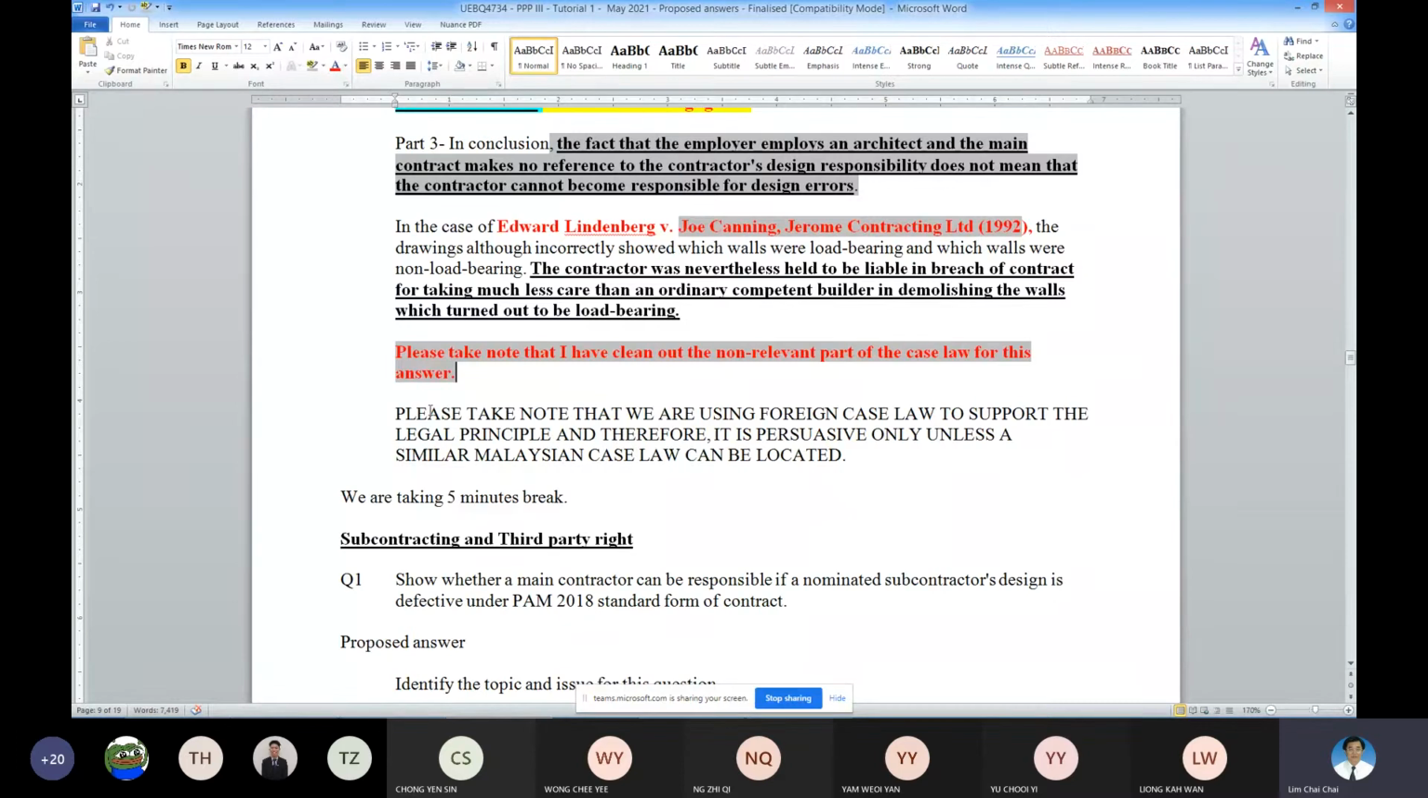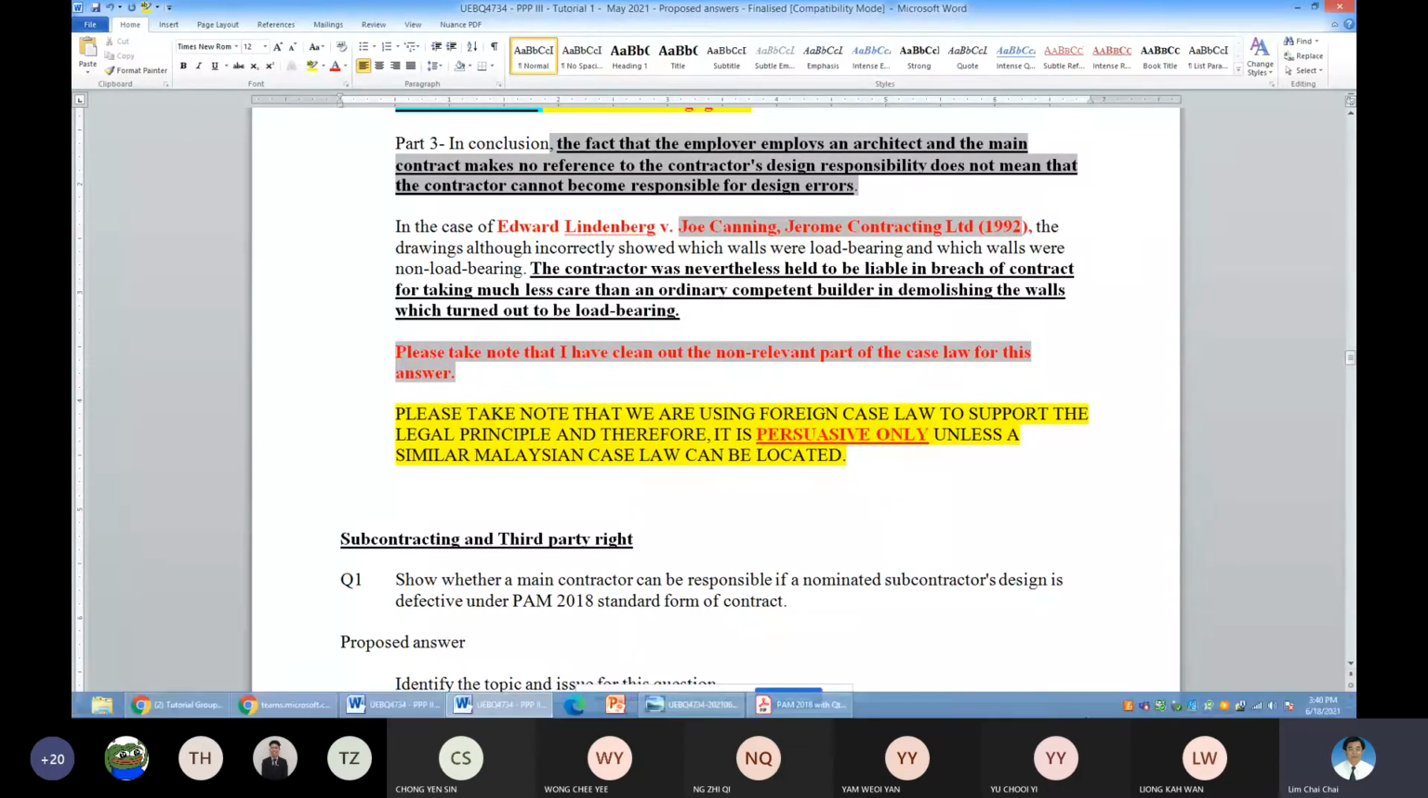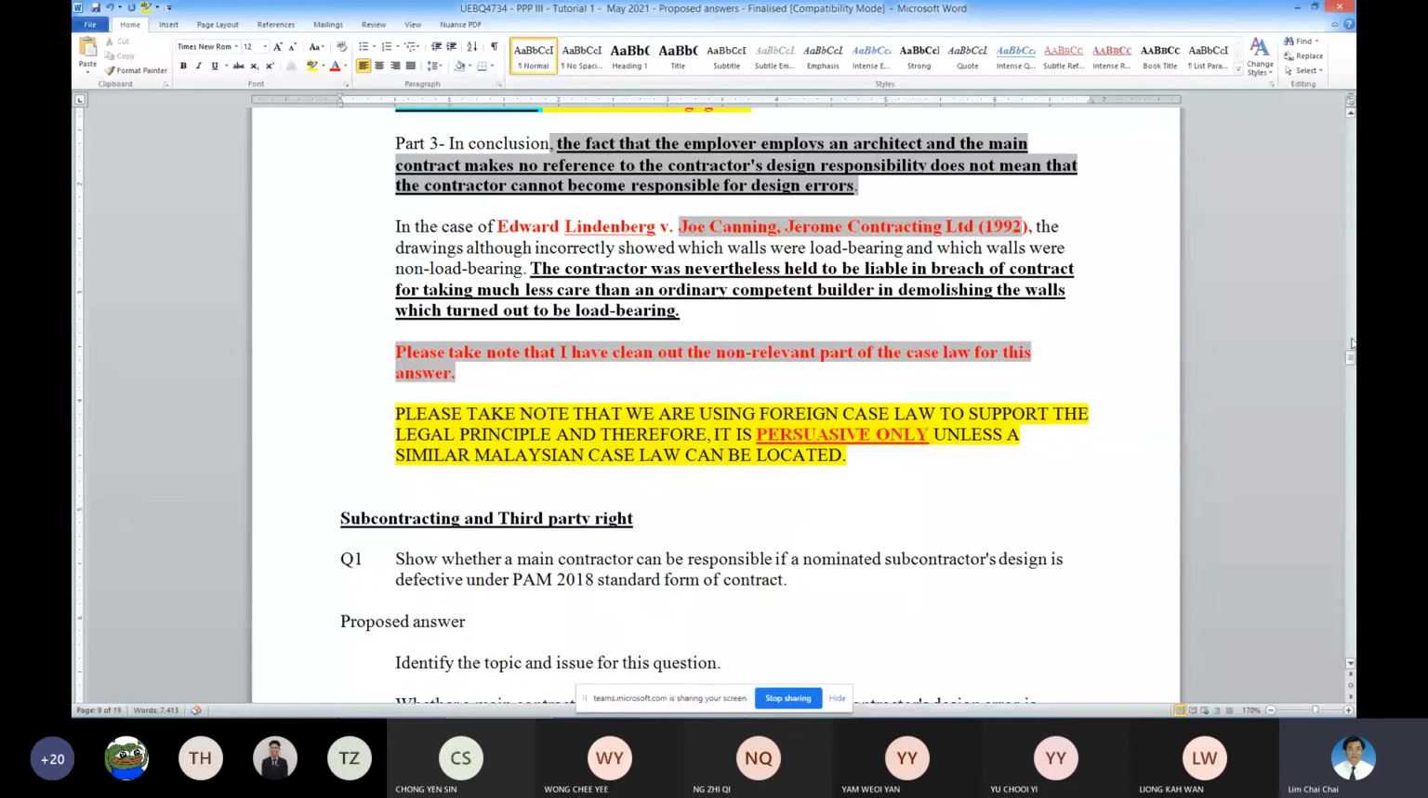Another point I want to make to you is this. Since you cannot find local case law and these are foreign ones, it is persuasive only. Persuasive here means that in future, if our local judge were to use it, more often than not they will come back to the same conclusion. So this is the importance of foreign law in relation to the Malaysian environment. It's persuasive if it's foreign.